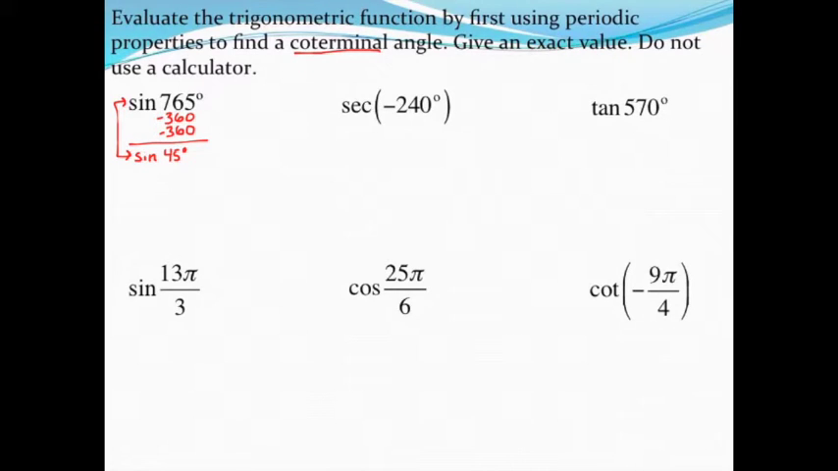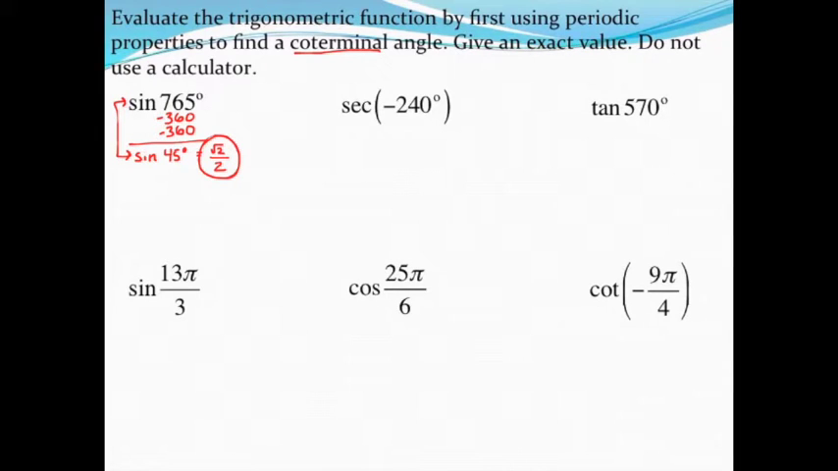The reason that this helps me is that sine of 45 is just in the chart that we've made. So I can just look up the sine of 45 and see that the answer to this is the square root of 2 over 2. So I can use those periodic properties to make this problem somewhat shorter and somewhat easier to do.